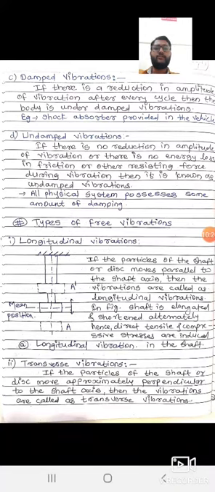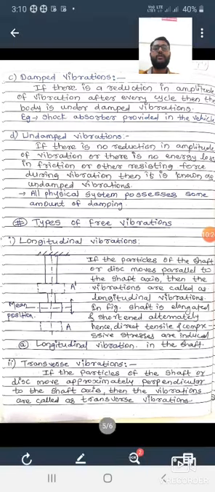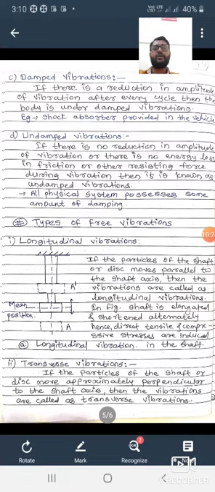So the next point, students, is types of free vibrations. The first type of free vibration is longitudinal vibrations. The diagram shows the particles of the shaft or disc move parallel to the shaft axis. Then the vibrations are called longitudinal vibrations.